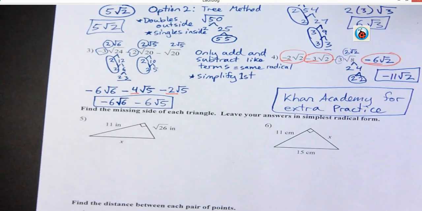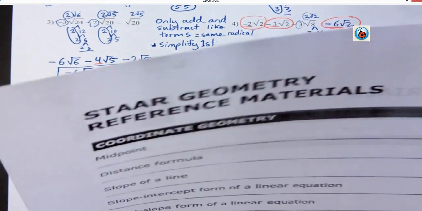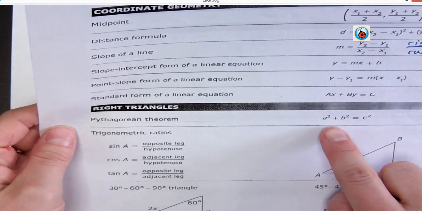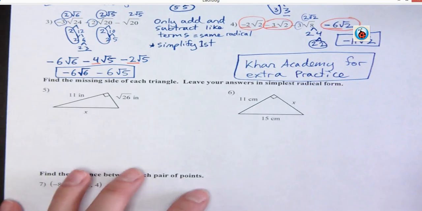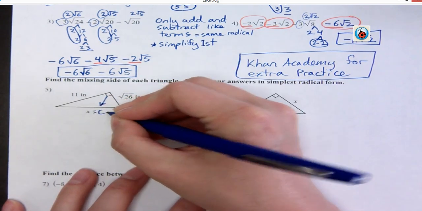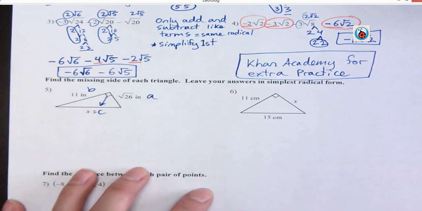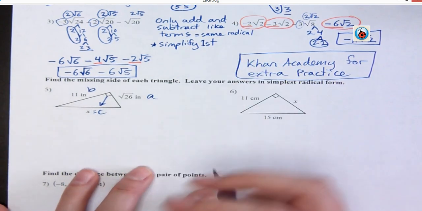Alright, the next two is just a quick review of the Pythagorean theorem. You've seen this before. The Pythagorean theorem is simply a squared plus b squared equals c squared. And so c is always the side across from the right angle. Okay, so that's c. A and b, it does not matter which side you label a and b. We just know that that was c.